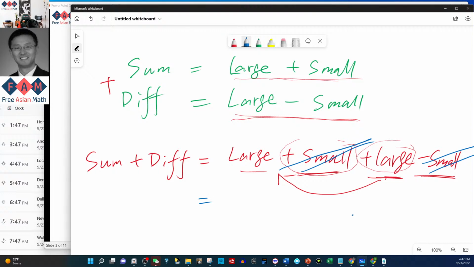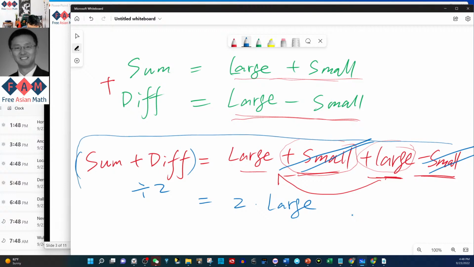So we get 2 times large. And from this point on, clearly large is this quantity, which is sum plus difference. The sum of the sum and difference, then divided by 2, right? So we got exactly the same result as we saw earlier.